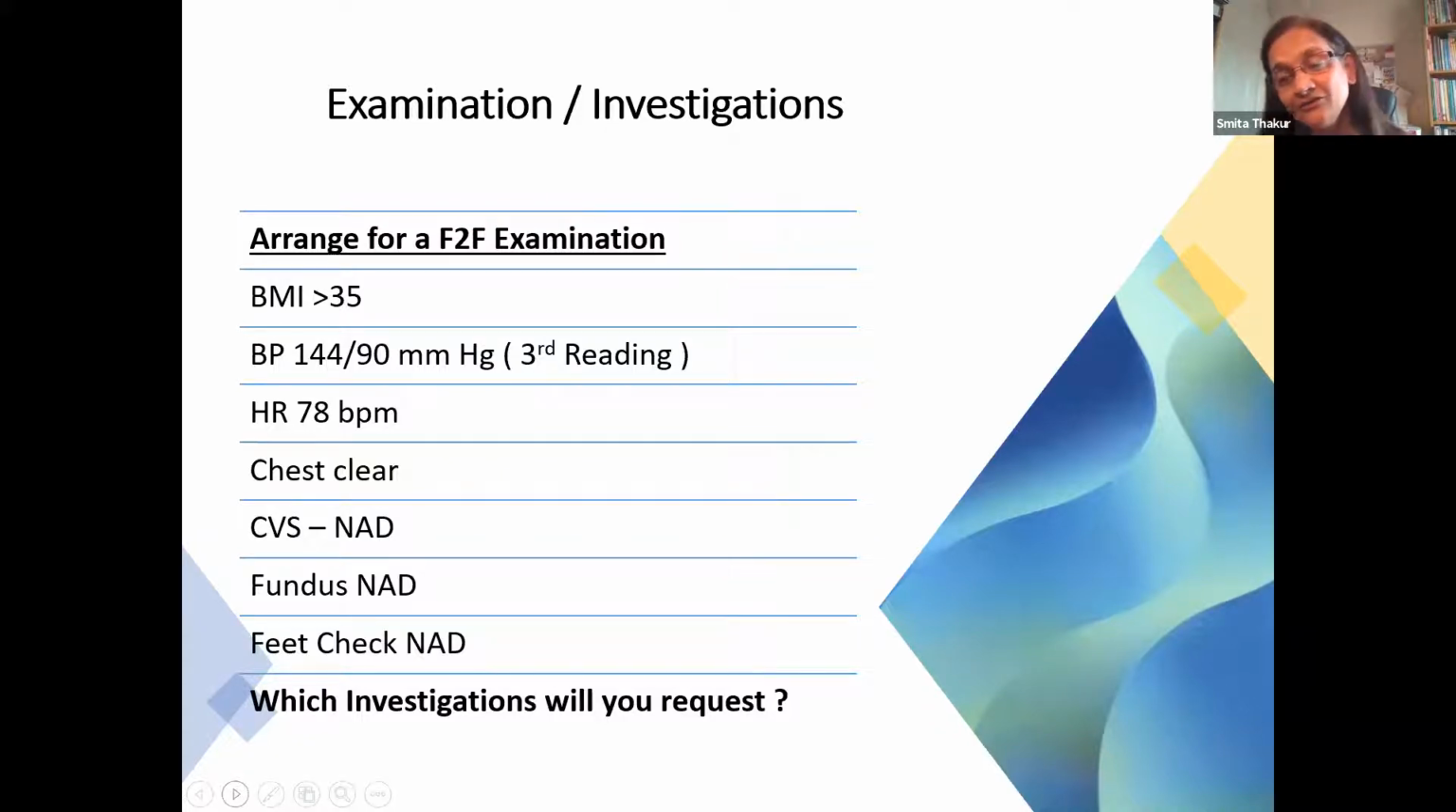So any of you who would have done primary care will realize that if the clinic blood pressure is high, we do three readings a minute apart, and then we document the lowest of the three. So his clinic blood pressure is 144/90. He has a heart rate of 78. His chest, cardiovascular, fundus, feet check, they're all normal.